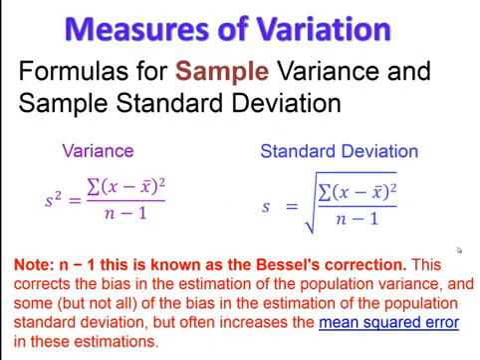For the sample variance or sample standard deviation, the difference in the formula is we're going to have n minus 1. And that n minus 1 is known as Bessel's correction. This corrects the bias in the estimation of the population variance, and some, but not all, of the bias in the estimate of the population standard deviation, but often increases the mean squared error in these estimates. So this formula is showing us how to find the standard deviation if we have a sample.